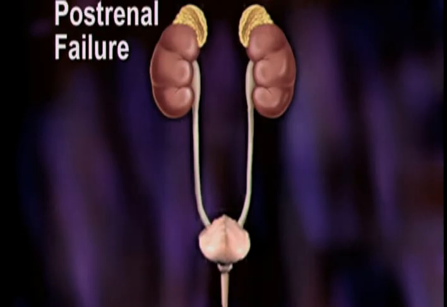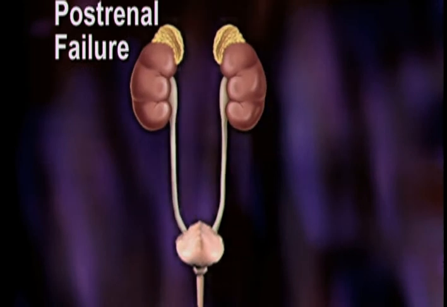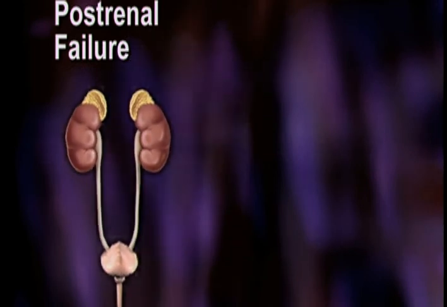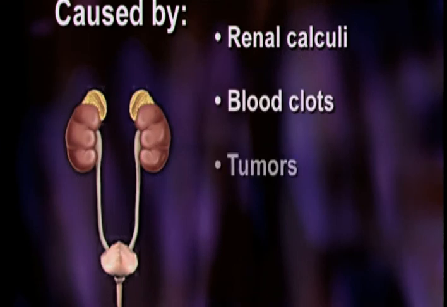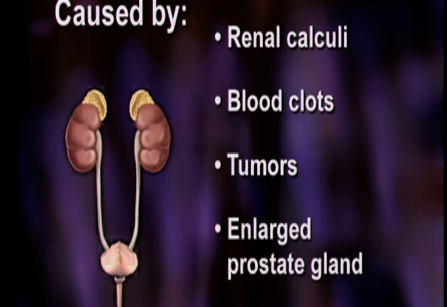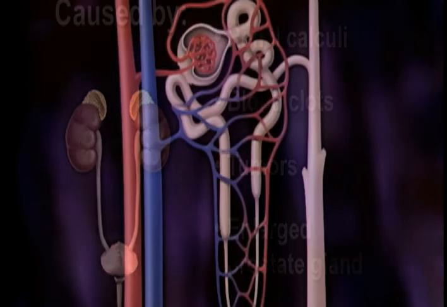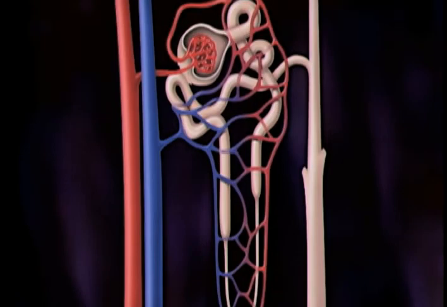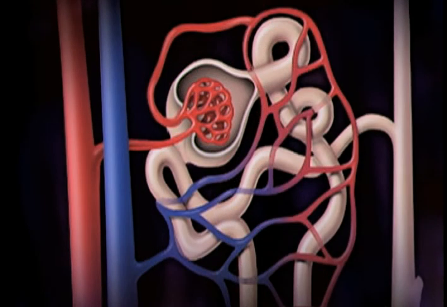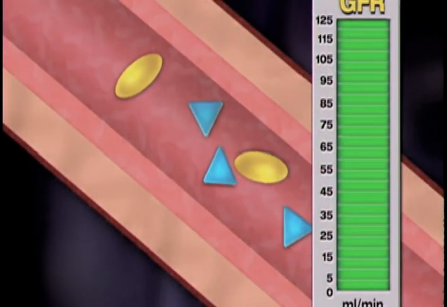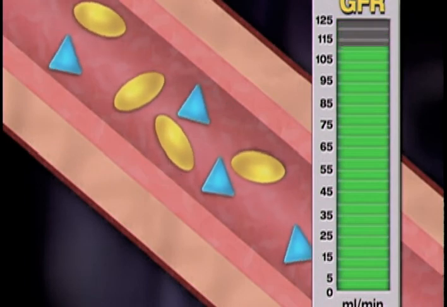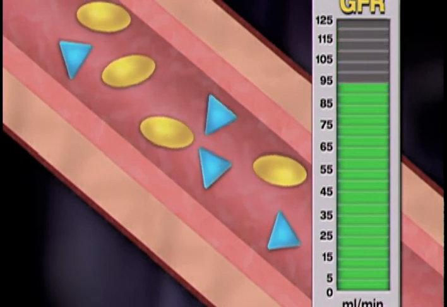In postrenal failure, urine flow from the kidneys is obstructed in the ureters, bladder, or urethra. Typically, this form of renal failure results from renal calculi, blood clots, tumors, or an enlarged prostate gland. The obstruction causes pressure to build behind it, which raises the pressure in the glomeruli. This leads to glomerular dysfunction, reducing the GFR and causing azotemia.